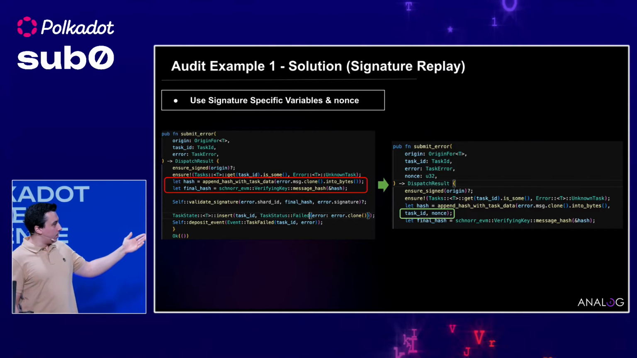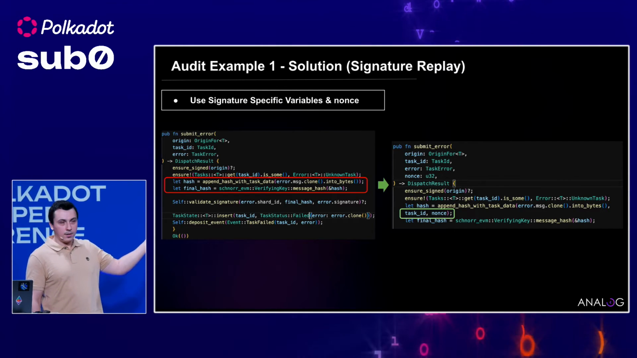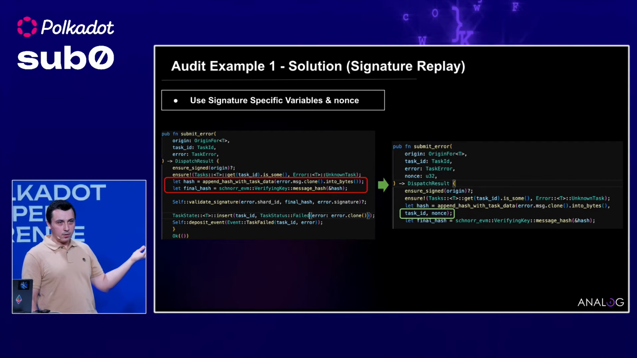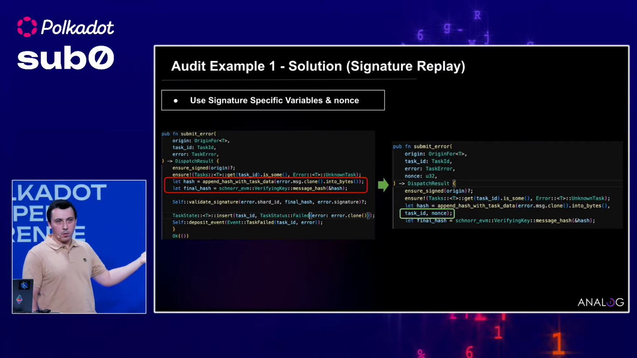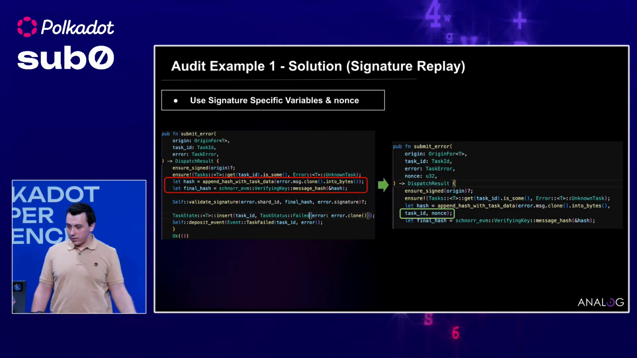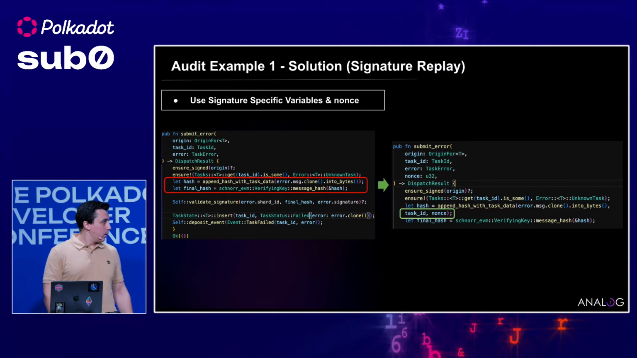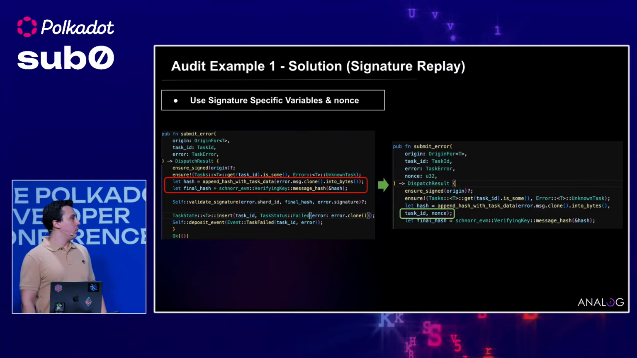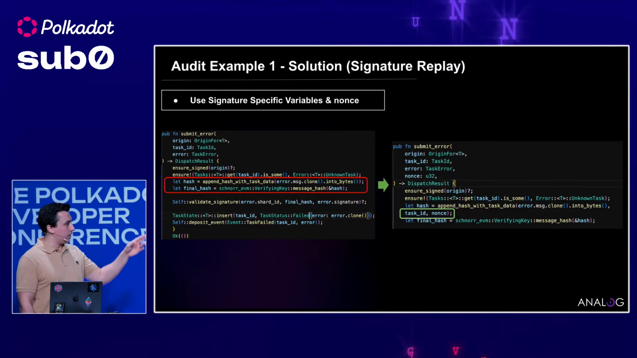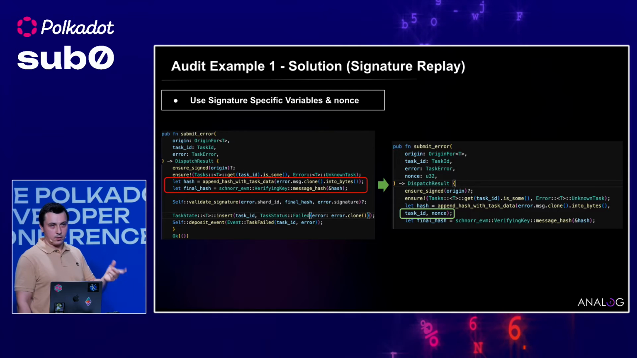Now, the problem is that the signature doesn't even include the task ID. So an attacker can just take the signature and replay it for other task IDs, which will make the other task IDs fail too. Yeah, to remediate this issue, we need to use signature-specific variables like the task ID in this case, and also nonce values.